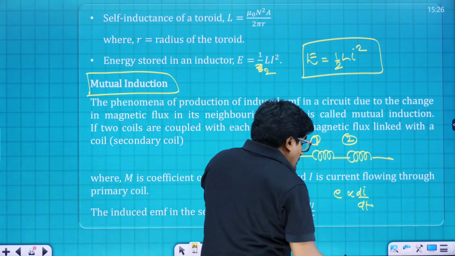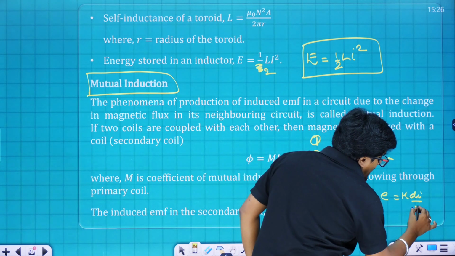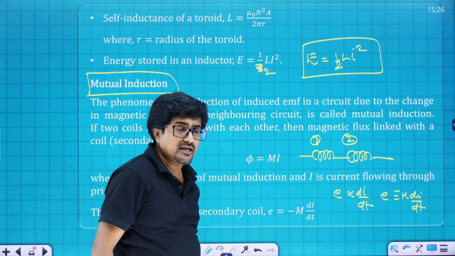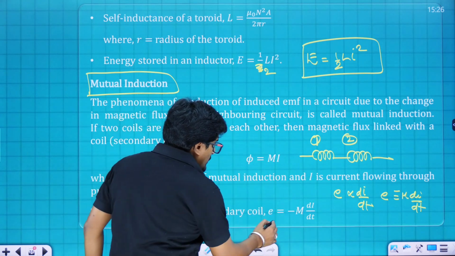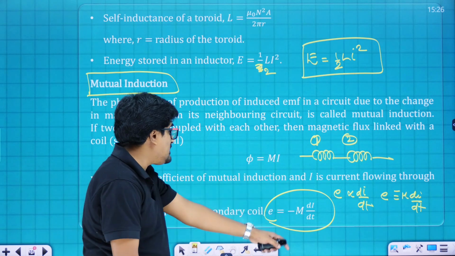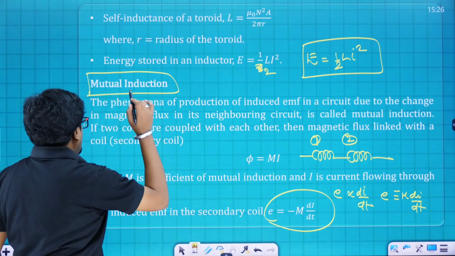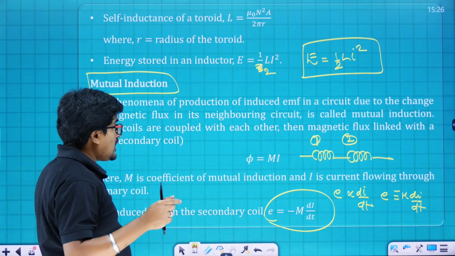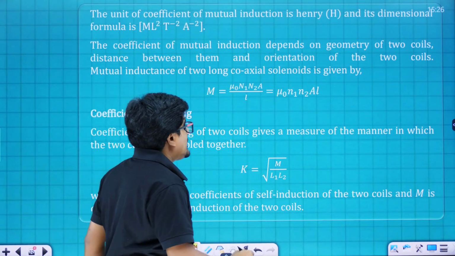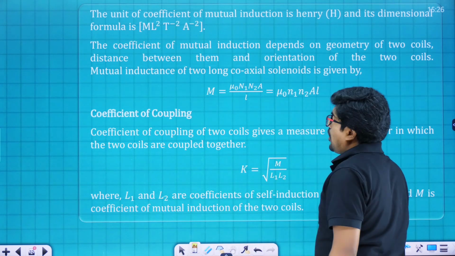Alright, now to remove this proportionality sign, I can have E is equal to M into di by dt. Again, to show the opposing nature, I am going to have that negative sign over there. So here you are going to get the expression: induced EMF is equal to minus M into di by dt, and here this proportionality constant capital M is known as mutual inductance.